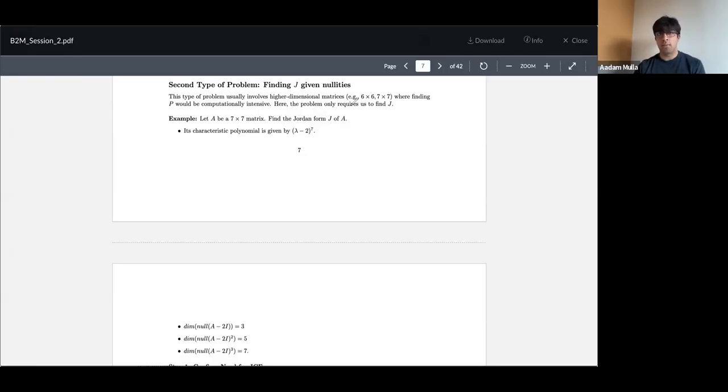So let A be a 7 by 7 matrix. Okay, so let's find the Jordan form of A. Let's leave space for our answer. Its characteristic polynomial is given by lambda minus 2 to the 7th. I'm going to do the dot diagram here on the side. So lambda minus 2 to the 7th means we have lambda equals 2 with algebraic multiplicity 7. So already I know my only eigenvalue is 2.